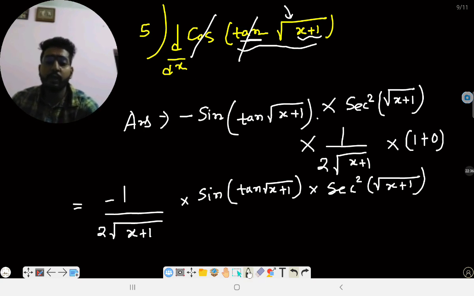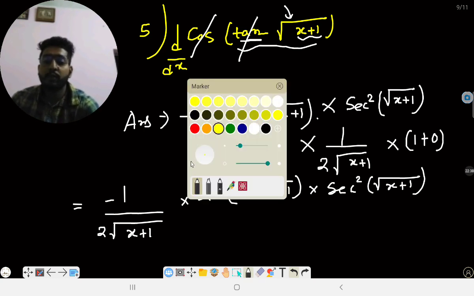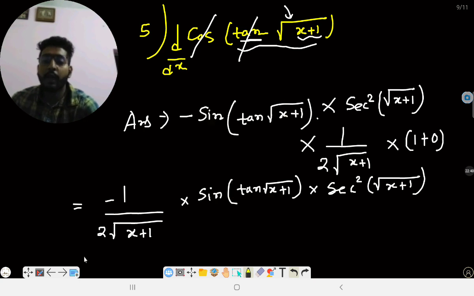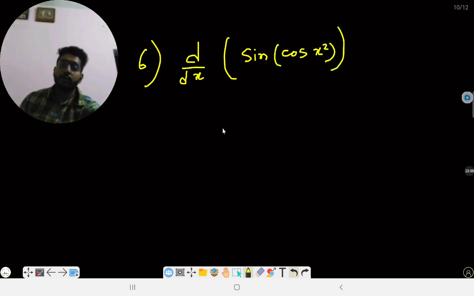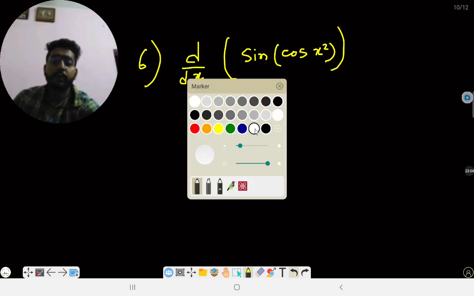Again next one, question number 6. First pause the video and you can try this one, then watch this one. Okay, so question number 6. It is given like this, d by dx of sine cos x square, like this. Okay, so how to find the derivative of this one? Again the same thing, chain rule.